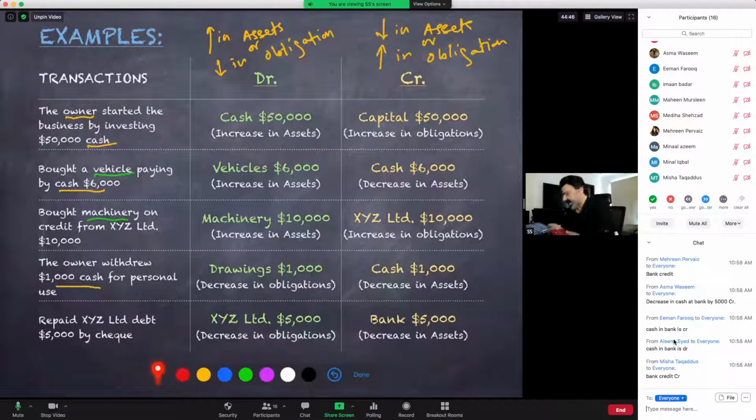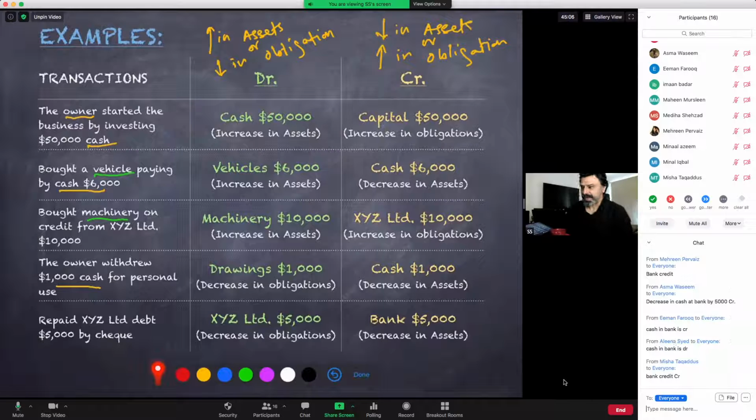The reason behind that is the decrease in the asset, because we are losing money from our bank account balance. So $5,000 is decreasing the asset, and that's why, out of the two explanations of a credit, the first one is applicable here because we are losing an asset.